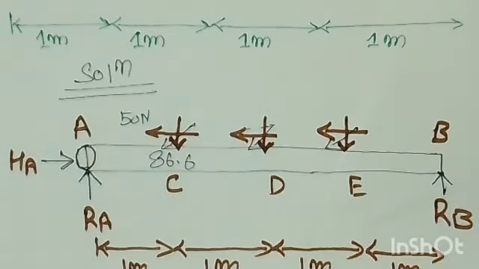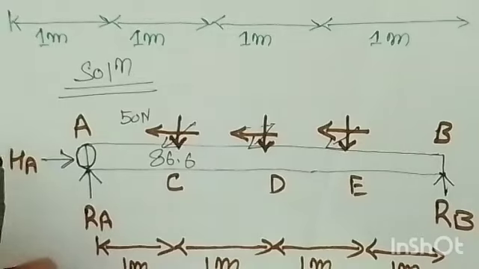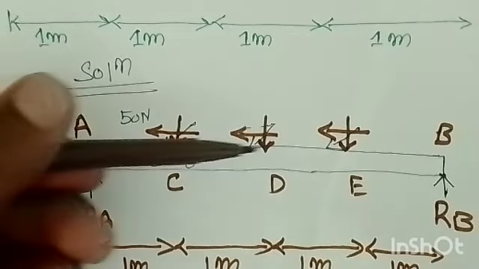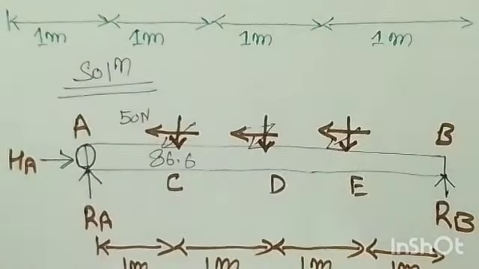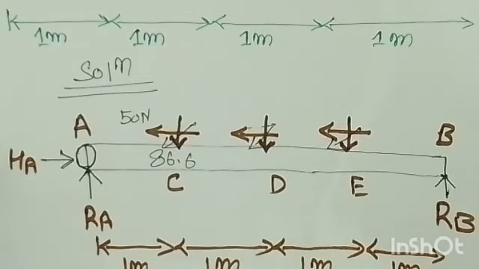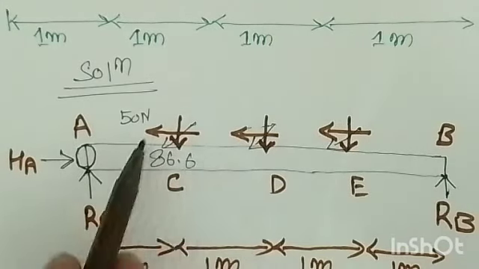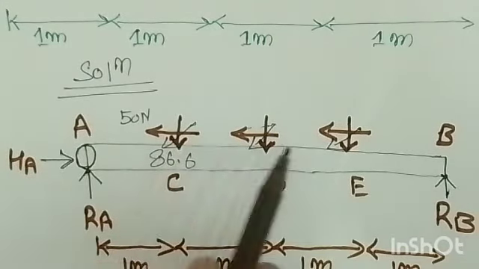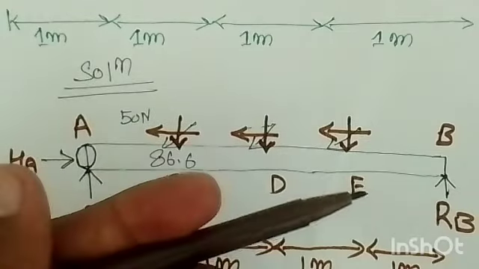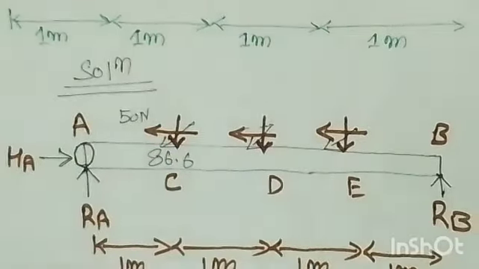So at A, because of that hinged support, the horizontal reaction is acting towards the left side. It means that the horizontal reaction at A is nothing but the algebraic sum of all the horizontal forces at C, D and E, right? Why? Because this horizontal is acting this side and this will be. So balance means what? The right side forces should be equal to the left side forces. So now you can do that.